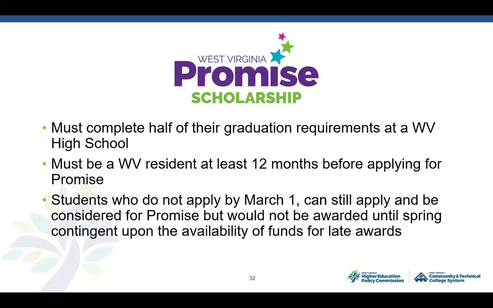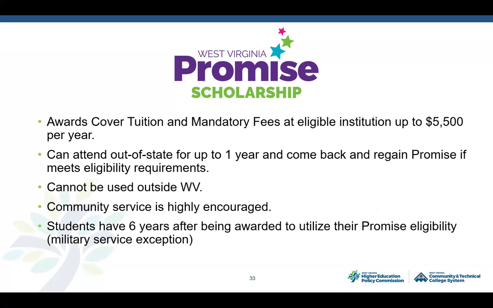For Promise, you do have to complete half your graduation requirements at West Virginia High School. You also have to be a resident of West Virginia 12 months prior to applying. If you miss the deadline, you can still apply, but you wouldn't be considered until spring if funding is available. So Promise will cover tuition and mandatory fees up to $5,500.